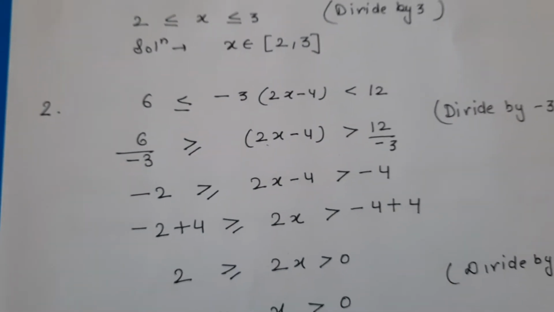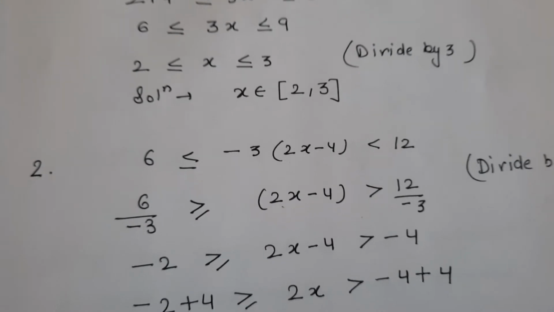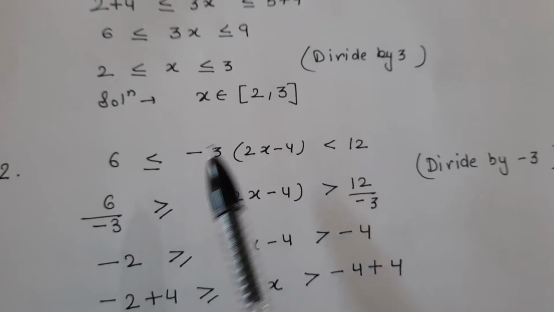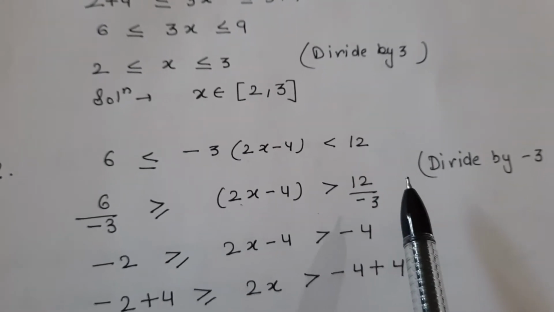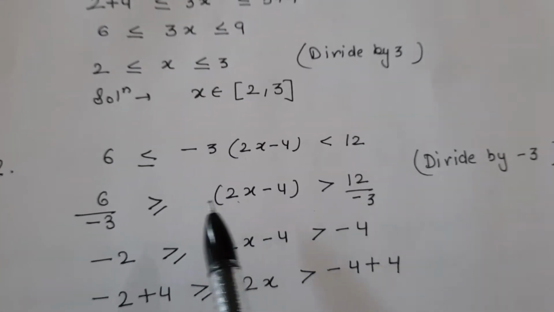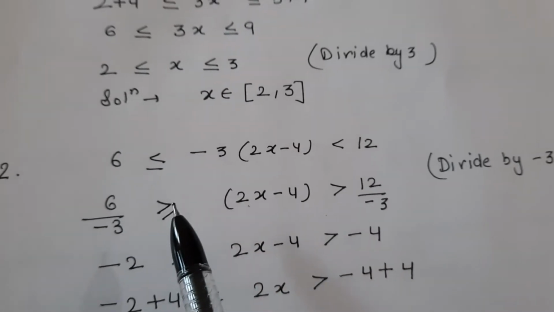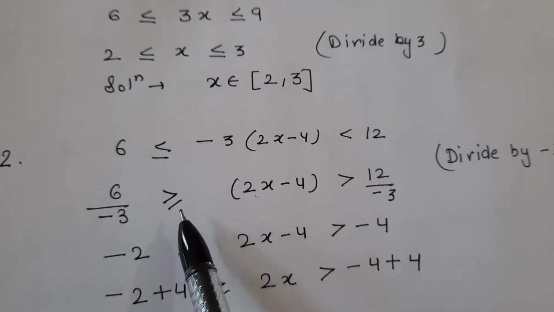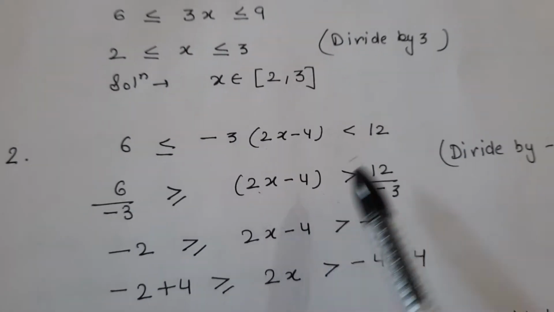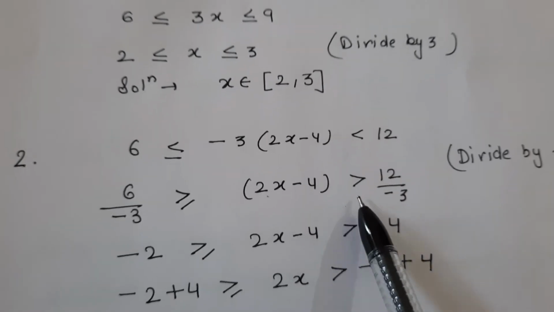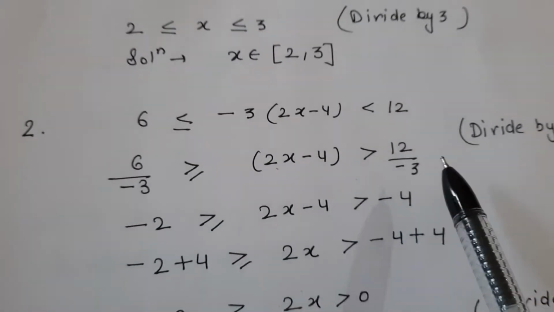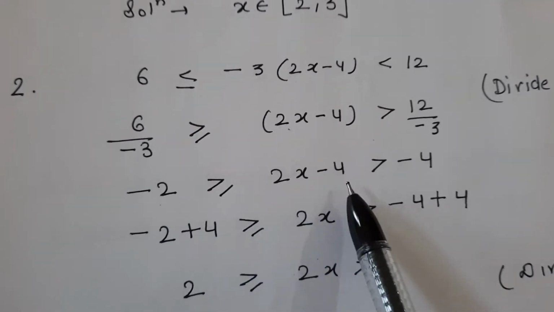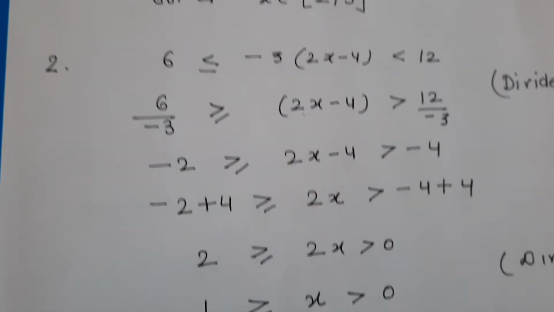Second question, 6 is less than or equal to minus 3 times 2x minus 4 strictly less than 12. First we'll divide by 3 on all sides, right? 3 is a negative number. If we divide by a negative number, sign will change. So here 6 upon minus 3. This is less than, so it will become greater than or equal to 2x minus 4. Again here sign of inequality will change. We'll get greater than 12 upon minus 3. So minus 2 is greater than or equal to 2x minus 4 is strictly greater than minus 4.